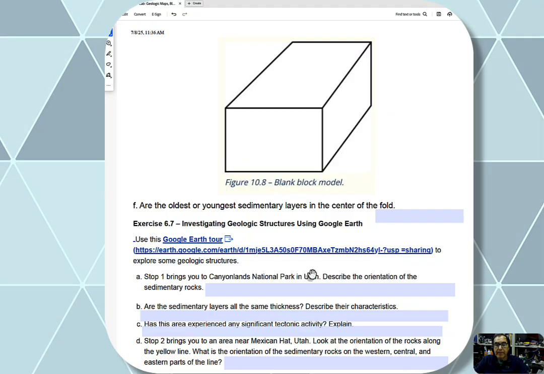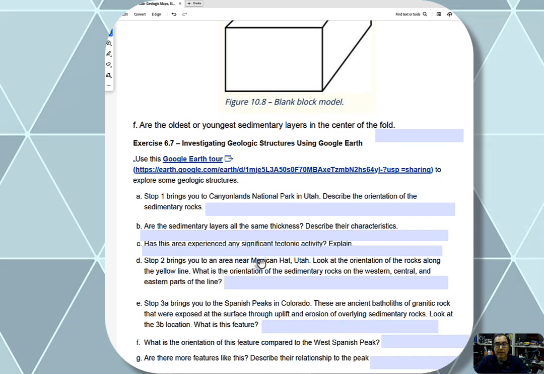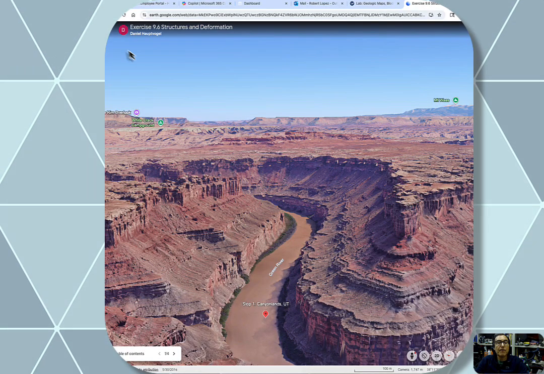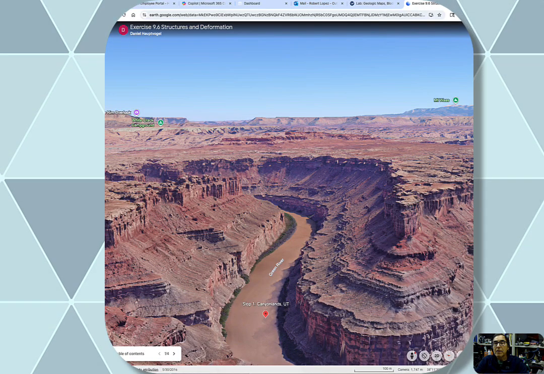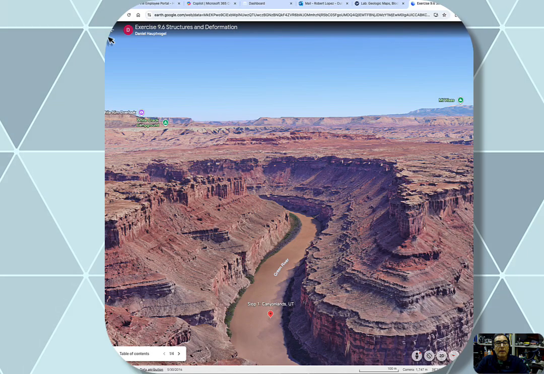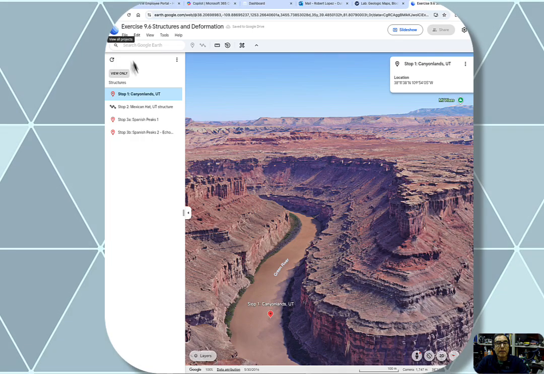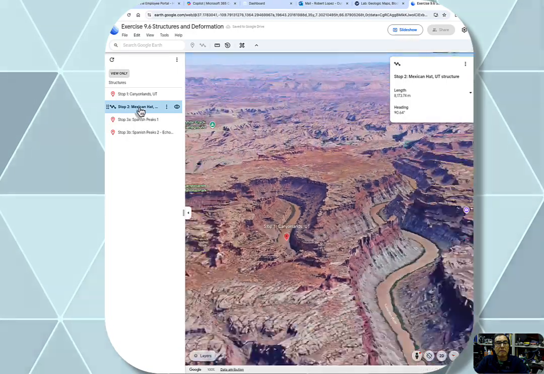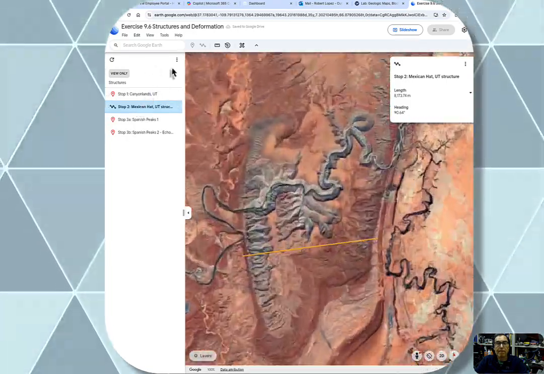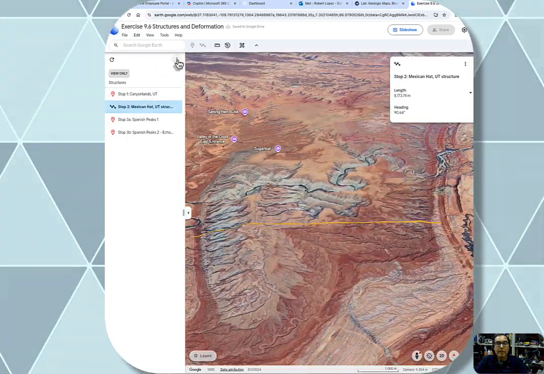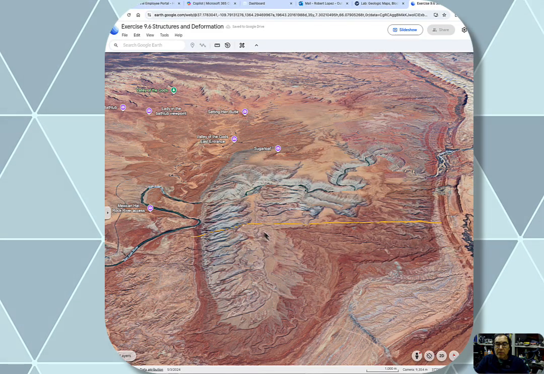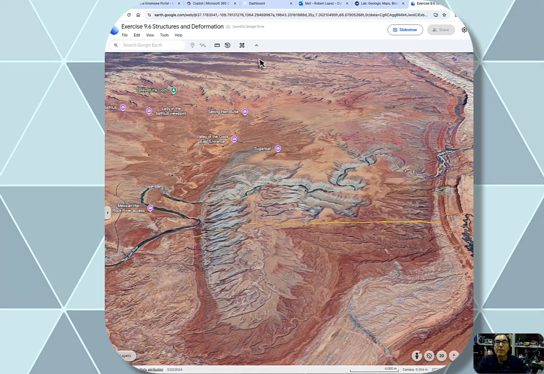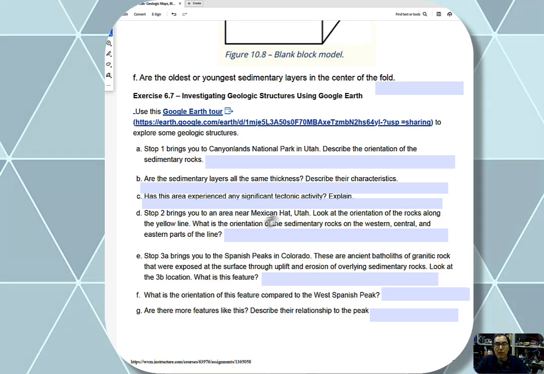All right, as we go down here, now let's look at stop 2. On the Google Earth, if you hit this button here on the side, it'll take you to the menu, and you can see stop 2 Mexican Hat. Then you double click it. Yeah, there we go. And that's still the same San Juan River. They want you to look at what's going on with the geology along this yellow line here. So let's look at the orientation of the rocks along the yellow line.